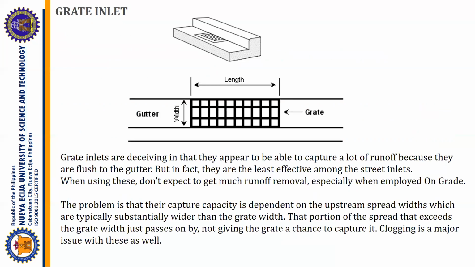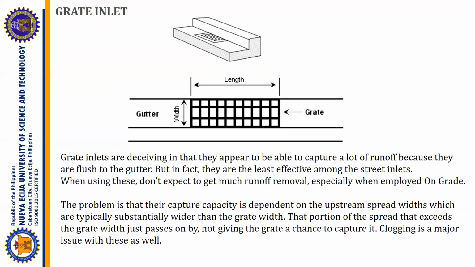So, second type ng inlet natin is the grate inlet. So, ito yung grate inlet. So, makita nyo meron siyang sala-sala. Makita nyo yan. Grate inlets are deceiving in that they appear to be able to capture a lot of runoff because they are flush to the gutter. But in fact, they are the least effective.